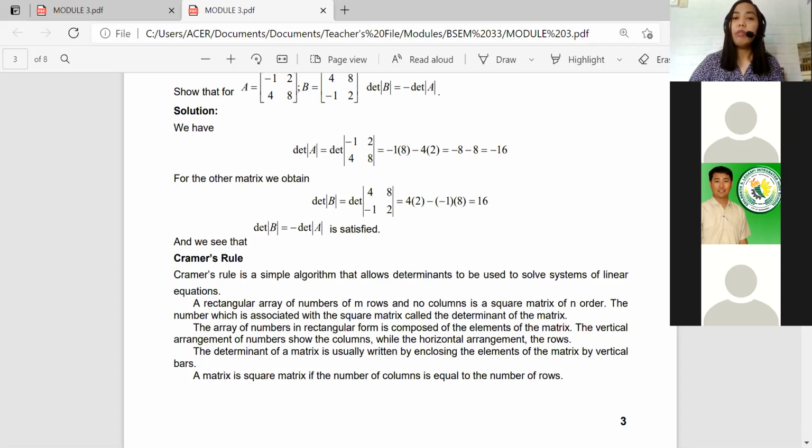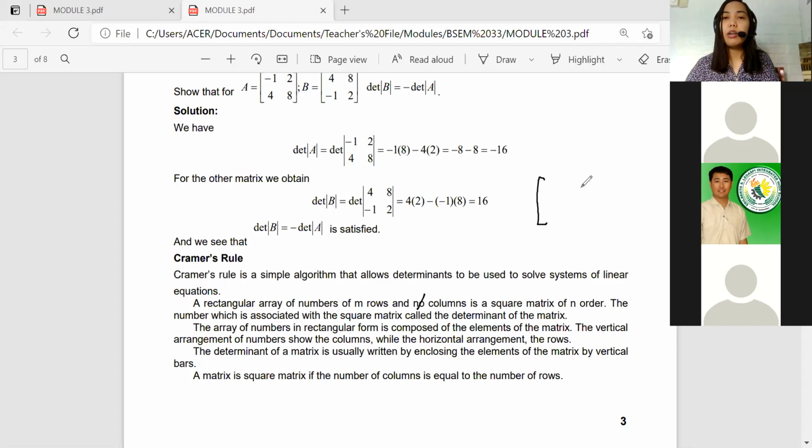A rectangular array of numbers of m rows and n columns. n columns is a square matrix of order n. The number which is associated with the square matrix is called the determinant of the matrix. The array of numbers in rectangular form is composed of the elements of the matrix. The vertical arrangement of numbers shows the columns. This was already discussed; it's just that they define matrix.